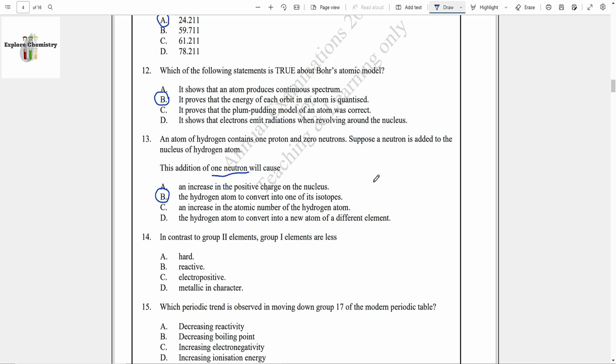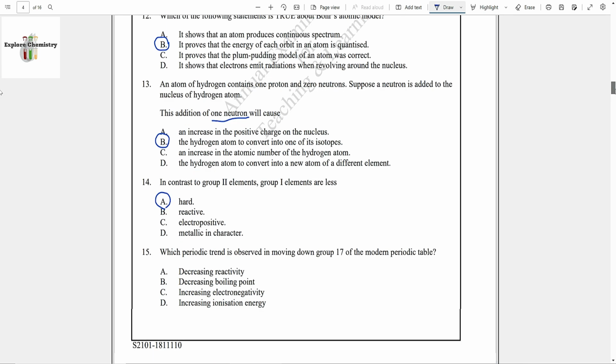Number 14. In contrast to group 2 elements, group 1 elements are less hard, reactive, electropositive, metallic in character. Group 1 has only one valence electron, so they are more electropositive. They can easily donate that one electron. If they are more electropositive, they have more metallic character. They will be more reactive. But group 1 elements are considered soft metals. So group 1 elements are less hard than group 2 elements.